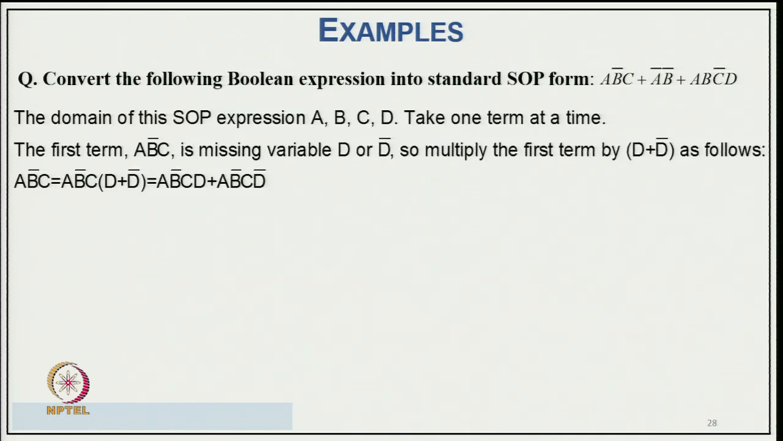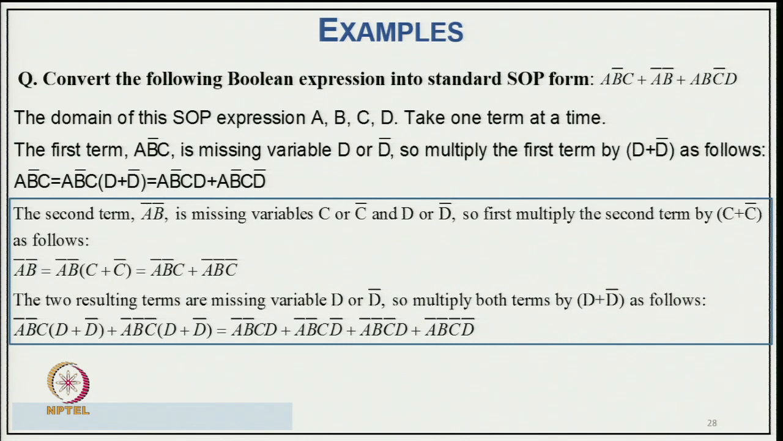Now a typical example: convert the following Boolean expression to standard form, AB'C + A'B' + ABC'D. The domain of this sum of product expression is A, B, C and D. Take one term at a time. The first term AB'C is missing variable D or D'. So, multiply the first term by D + D' as follows. AB'C equals AB'C(D + D'), because D + D' equals 1, so multiplying does not change the value. So, it will be equal to AB'CD + AB'CD'.